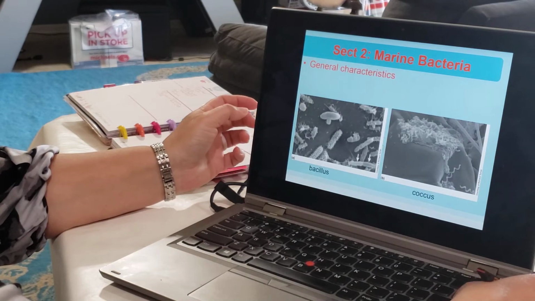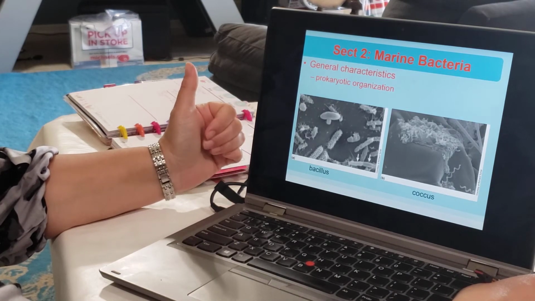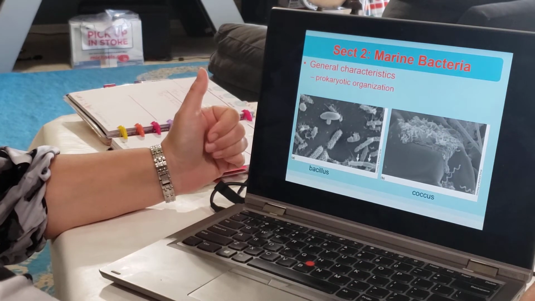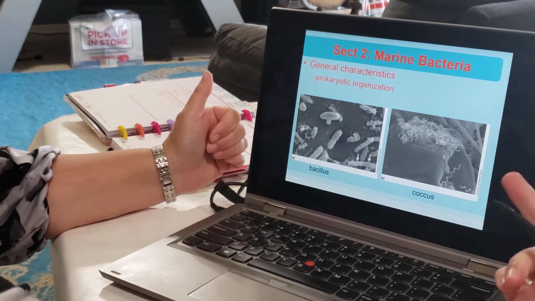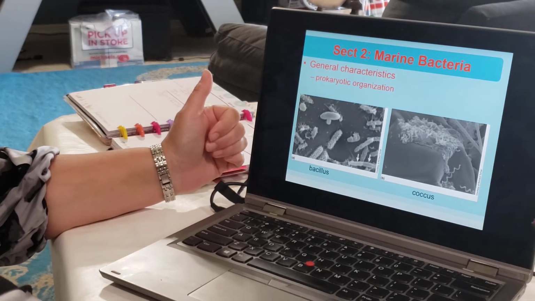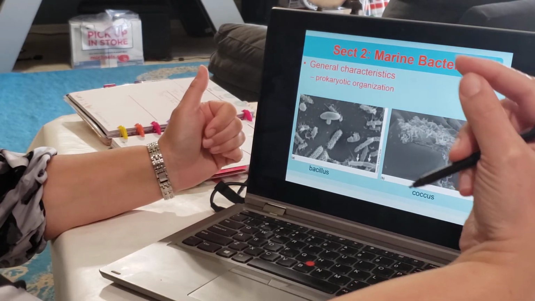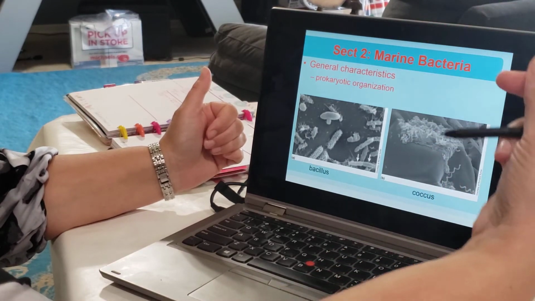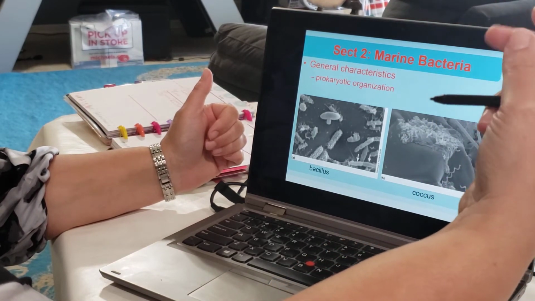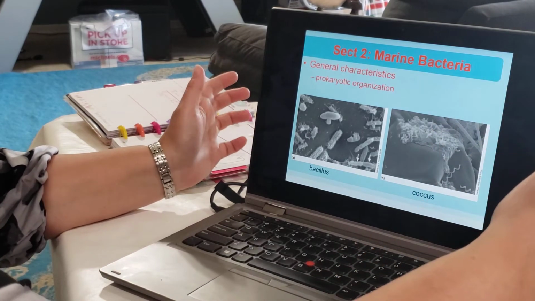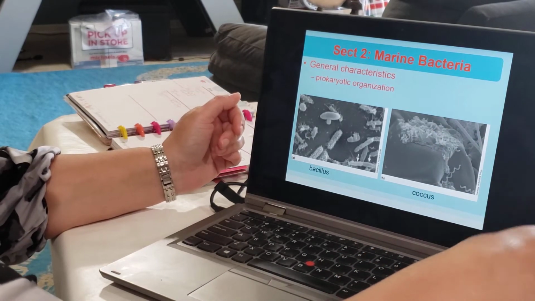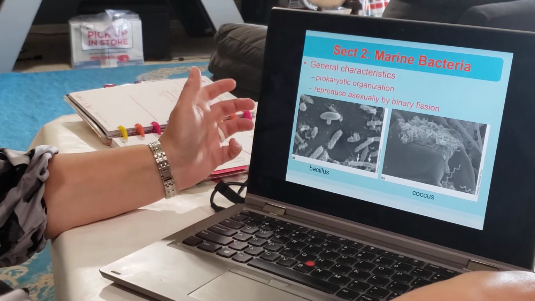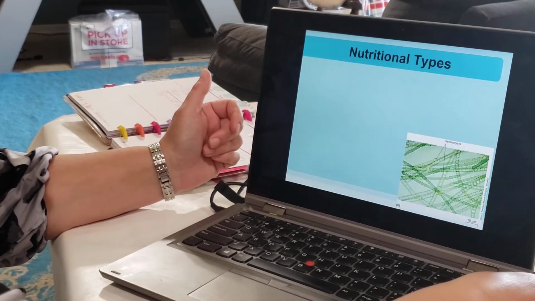Marine bacteria, general characteristics: they're prokaryotic. Remember, prokaryotes have no nucleus, no membrane-bound organelles. They have circular DNA. By the way, no membrane-bound organelles means they do not have mitochondria, chloroplasts, vacuoles, nothing that has a membrane, right? No nucleus, like we said, and their DNA is circular. They reproduce asexually by binary fission.